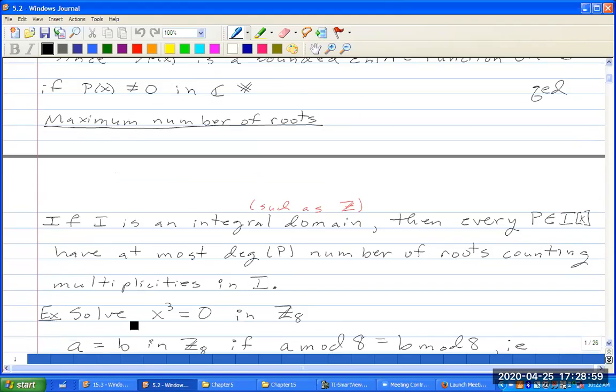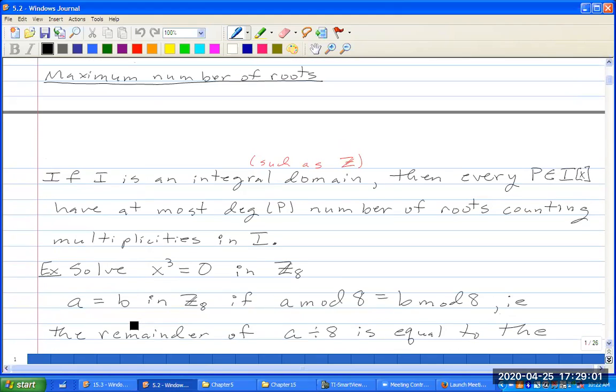Okay, so the maximum number of roots. If, let's call it I, if I is an integral domain, such as the set of integers, then every polynomial with integer coefficients has at most degree P number of roots, counting multiplicity, in this integral domain I.